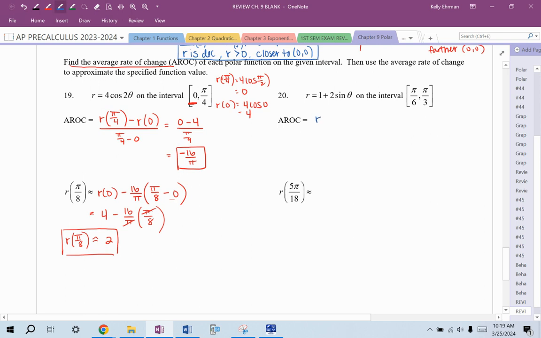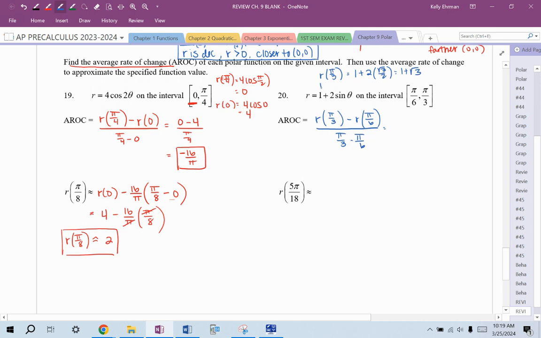So again, use the formula. Plus, if you screw up your math somewhere, I will give you partial credit just for properly writing down this formula. So it's a good habit to get into. All right. What is r of pi over 3? Let's plug that in. Just so my work's not cluttered here, I'm going to do it up here. 1 plus 2 times radical 3 over 2 is 1 plus radical 3.